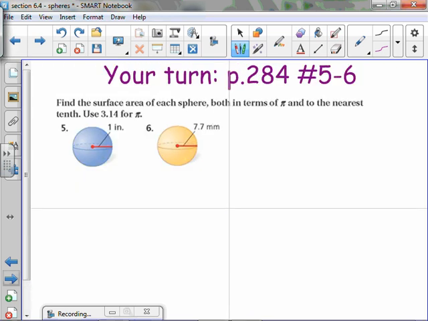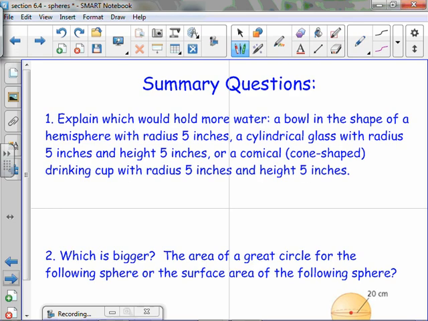These questions are going to be for you right here. You must do them. 5 and 6. Find the surface area of each sphere in terms of pi and to the nearest tenth. Make sure you have radius for both of them. And if you don't, make sure you get it. And then summary questions. Explain which would hold more water.